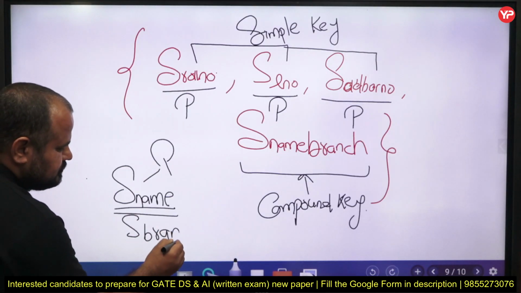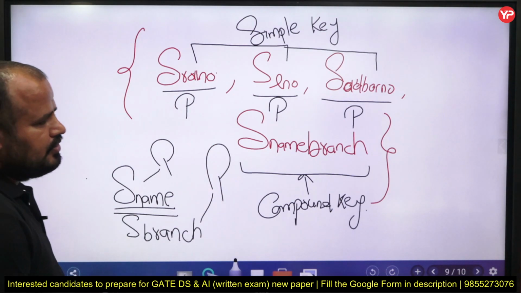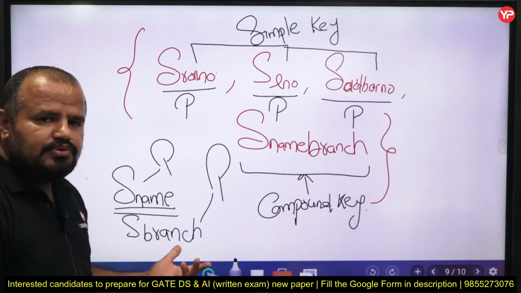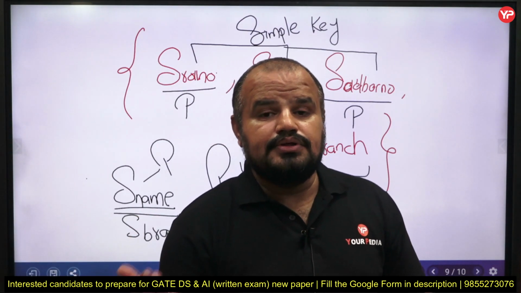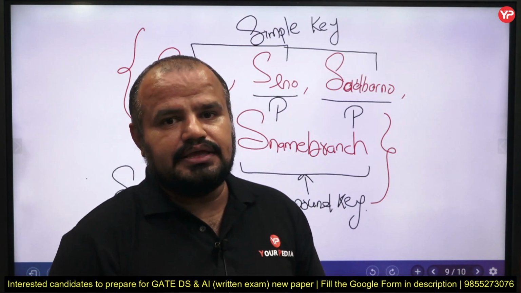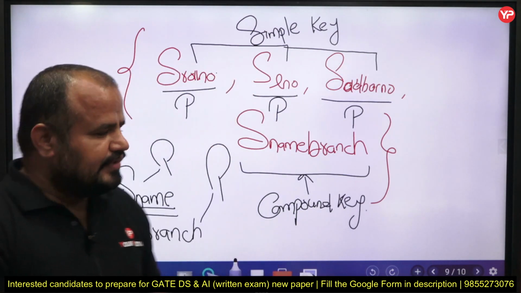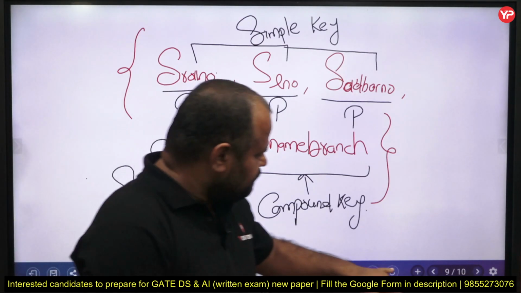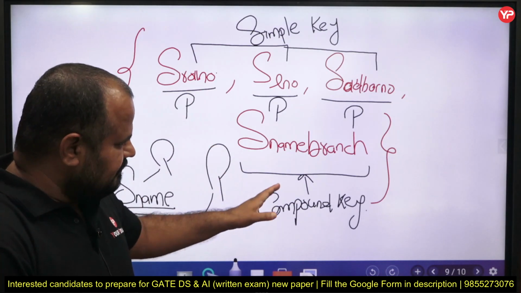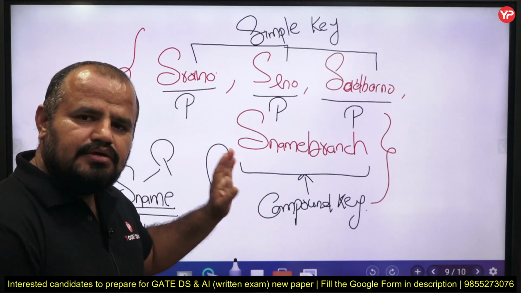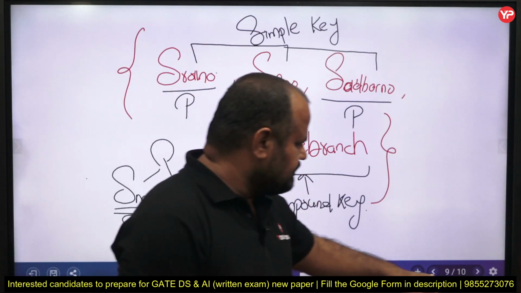S branch is also a prime attribute. Fine, it's also a prime attribute. So other than prime attribute, if I have any attribute which is not used in any of the keys, that is called non-prime attribute. Fine. So my dear students, we already discussed what is simple key, what is compound key, what is Codd rule, what is RDBMS, and all this stuff.